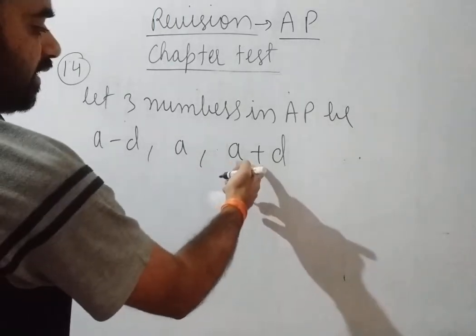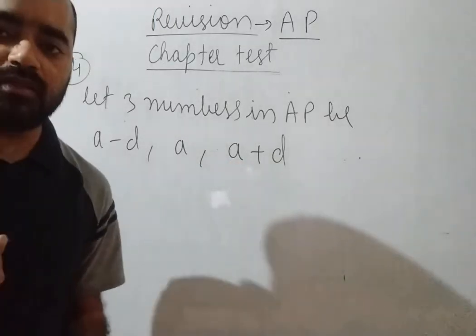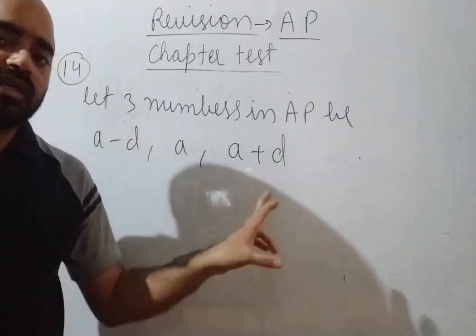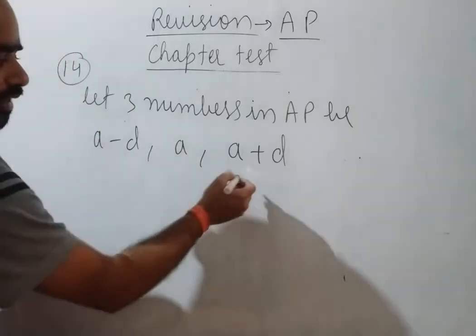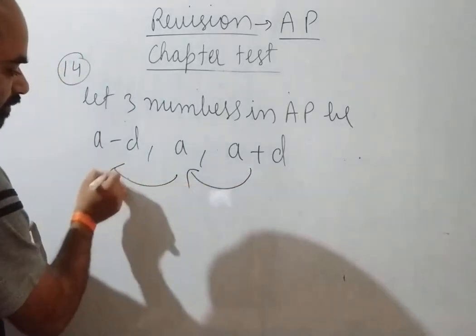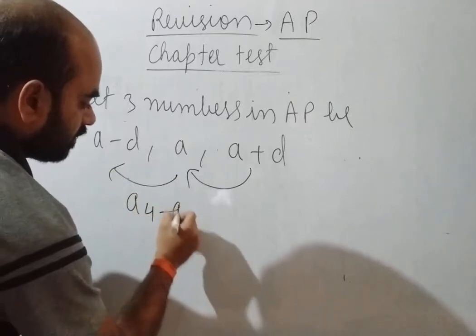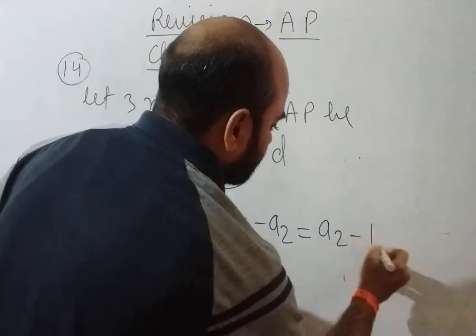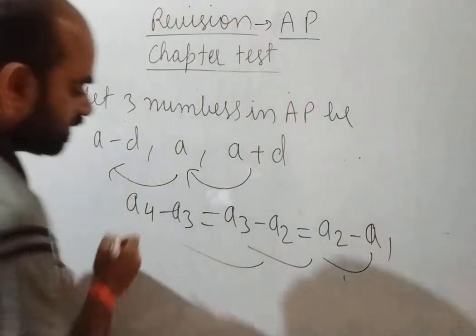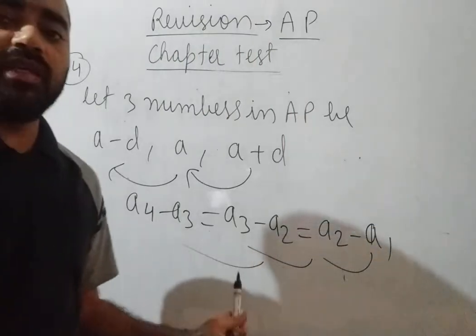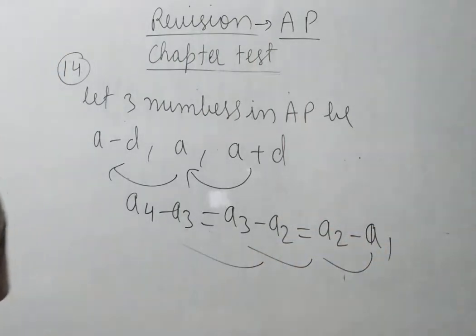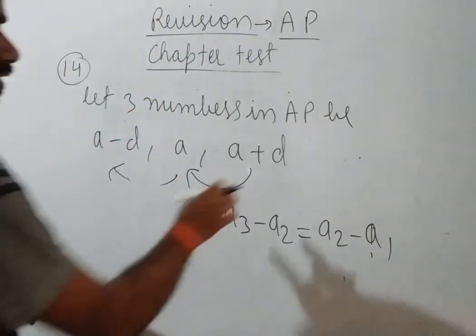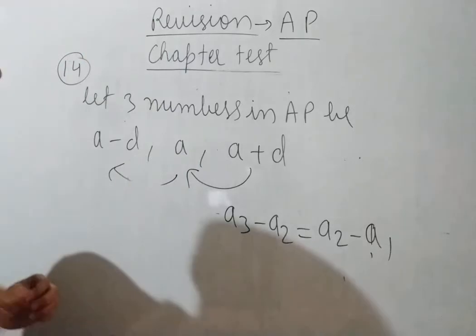See, how to check whether three numbers are in AP? The condition is the difference between two consecutive terms must be the same. Means third term minus second term, and second term minus first term. Means fourth term minus third term, third term minus second term, and second term minus first term. All must be same. Then only the three numbers or four numbers will be in AP. But here only three numbers are there. It means we have to check only these two. Now A plus D minus A, what will come? D.